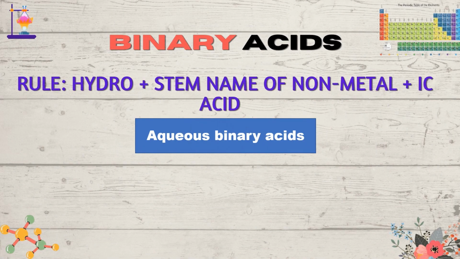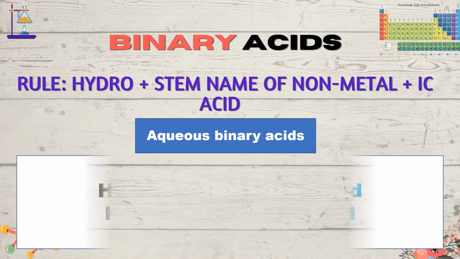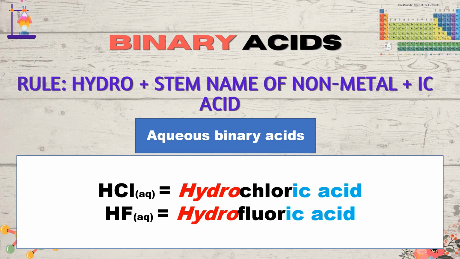Next is for aqueous binary acid. So you write the word hydro plus stem name of non-metal plus IC acid. So you have HCl, AQ, meaning with water. You name that as hydro, and then chlorine, from chloric, from chlorine, then you write the ending IC acid. So that's how you name.